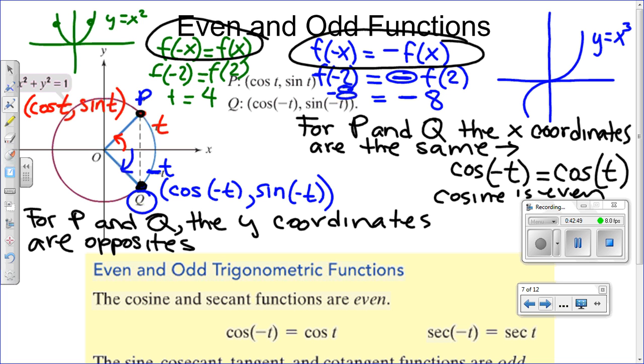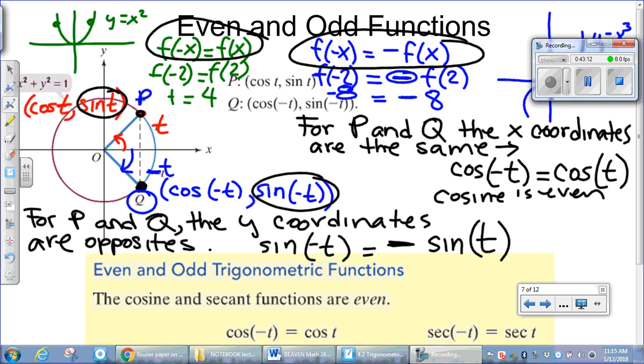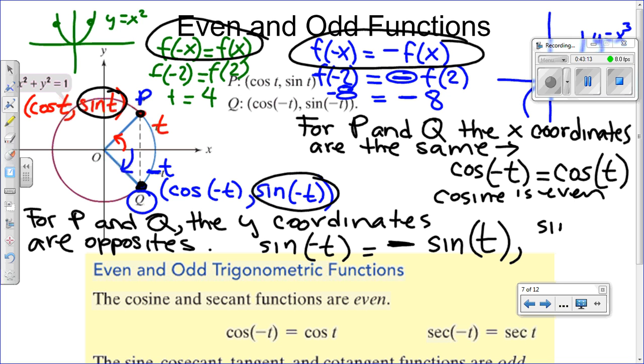So we're going to say that because of that, the sine of negative t, this one here, is going to have the opposite value of sine of t. So that's why we have to put that negative in front of it. That's the opposite. And then positive angle. So that tells me that sine is odd.